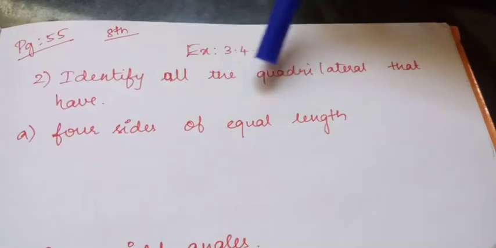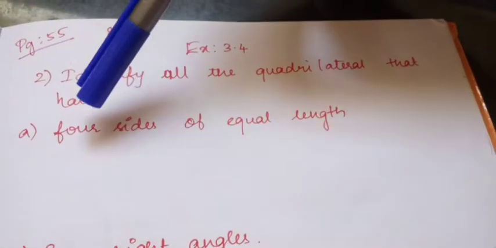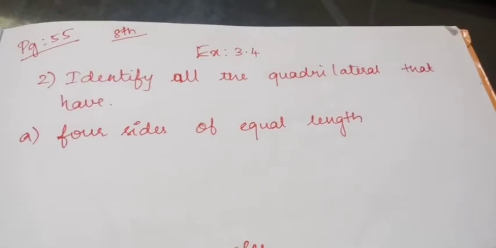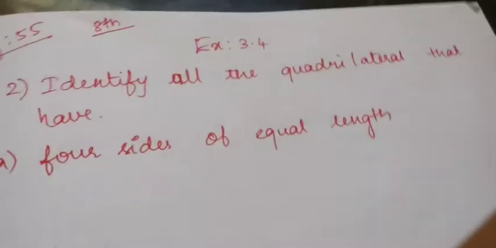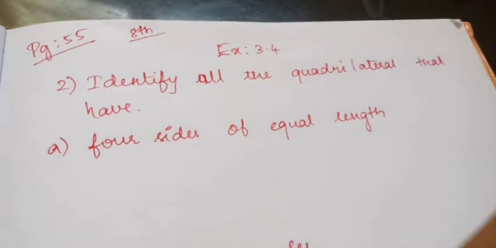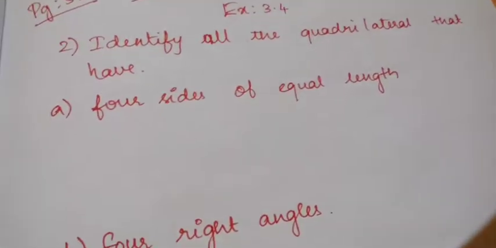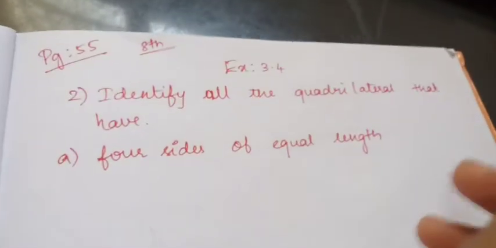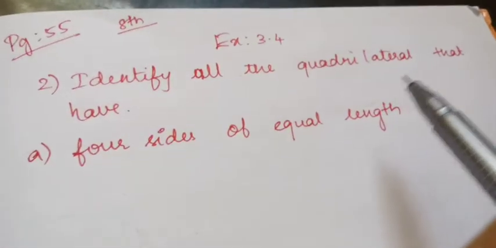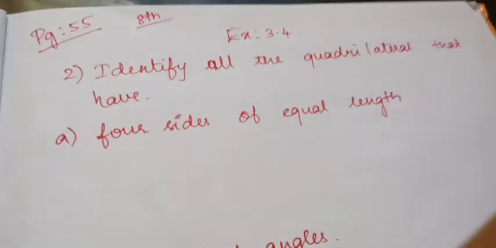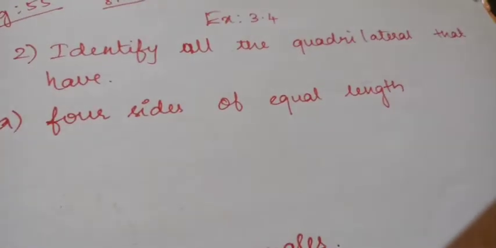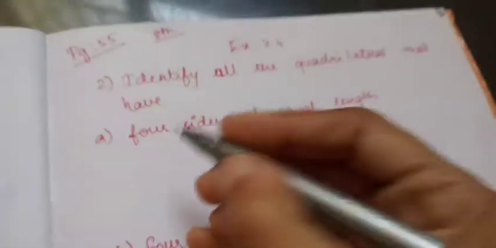Identify all the quadrilaterals that have four sides of equal length. It's like a recall of every chapter, every exercise. Okay, this exercise is a recall of all the exercises. We are going to identify the quadrilaterals that have four sides of equal length. Okay, four sides of equal length. What are the quadrilaterals having four sides of equal length?